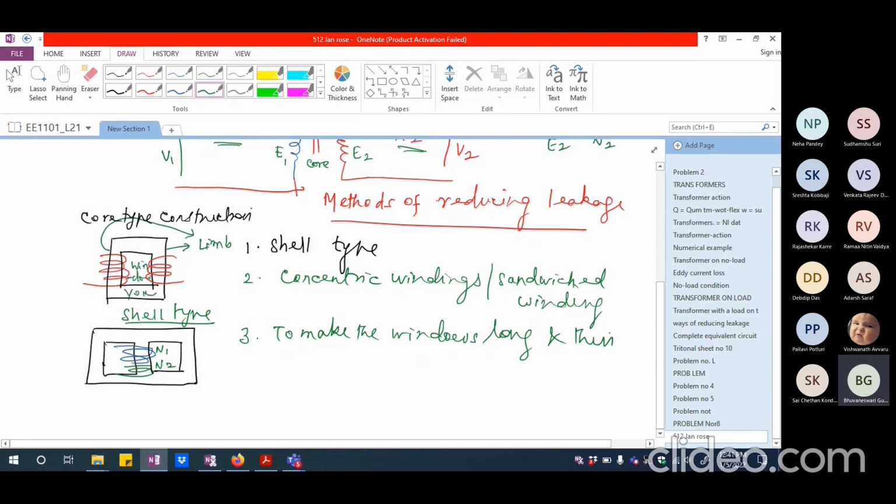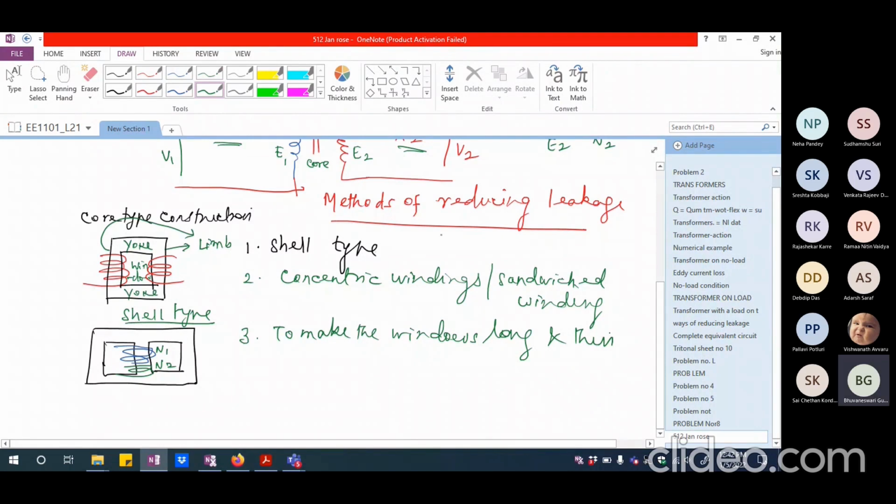Whereas we call this portion the yoke and this portion is also yoke. So the yoke portions will be as small as possible. The width of the window will be very small, whereas it's going to be thin and long. That's what we tend to do if we want to reduce the leakage.